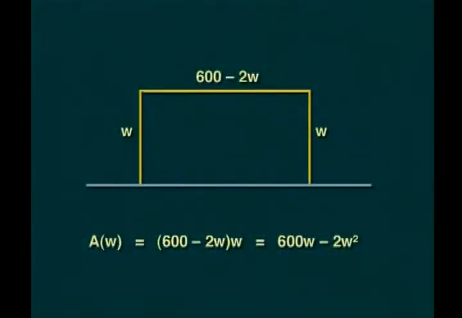Well, now we are going to realize that once we've made a decision about that width, we also know how much area is enclosed, because we know what the length is and what the width is. The area is just the product. So we can see that once we've made a choice of W as the width of the fence, the area is the 600 minus 2W times W, which is 600W minus 2W squared.